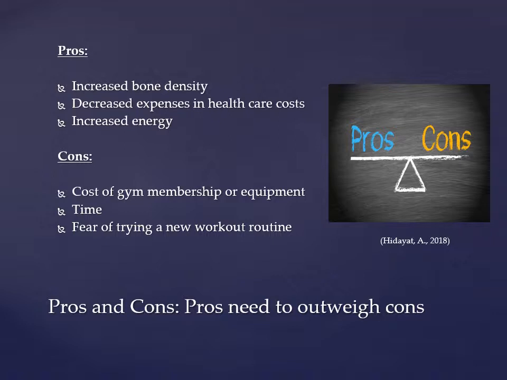Possible pros and cons for initiating an exercise program to combat osteoporosis would be increased bone density, decreased expenses in healthcare cost, and increased energy levels. On the con side, the cost of a gym membership or exercise equipment, time, and possibly fear of trying a new workout routine. Once the pros outweigh the cons, an individual will be propelled to move forward with the behavioral change plan.